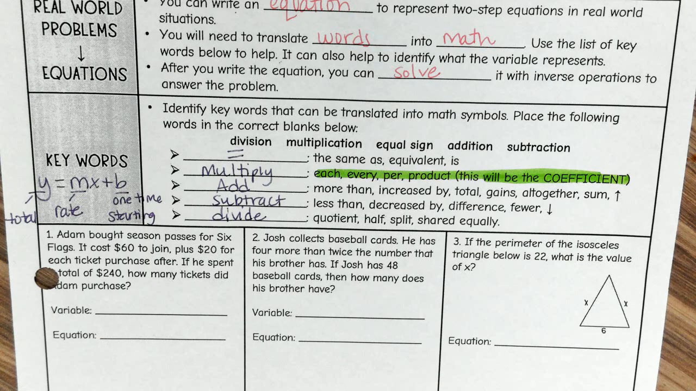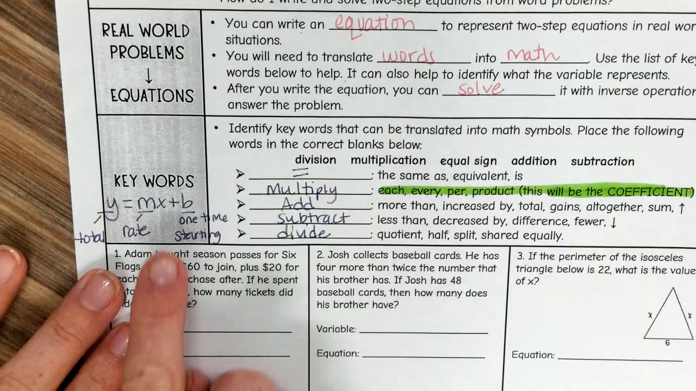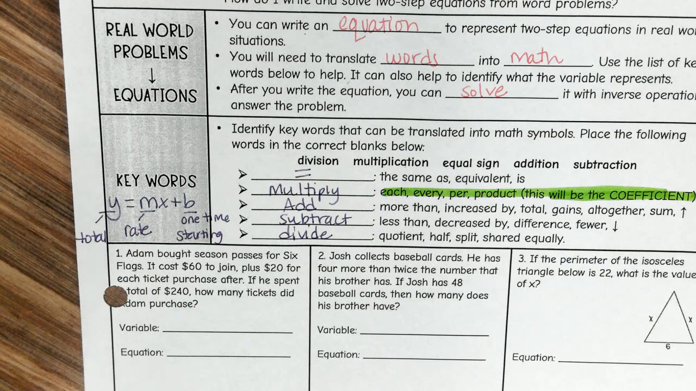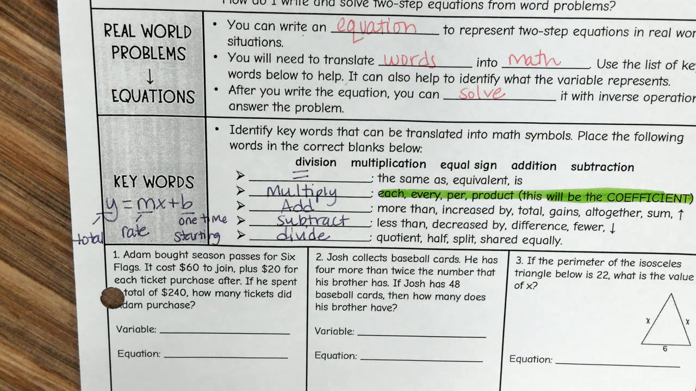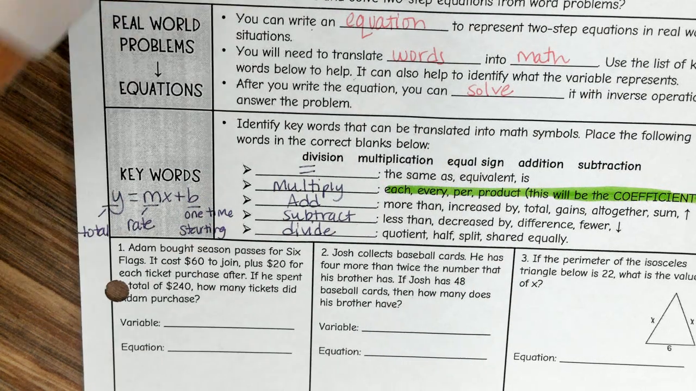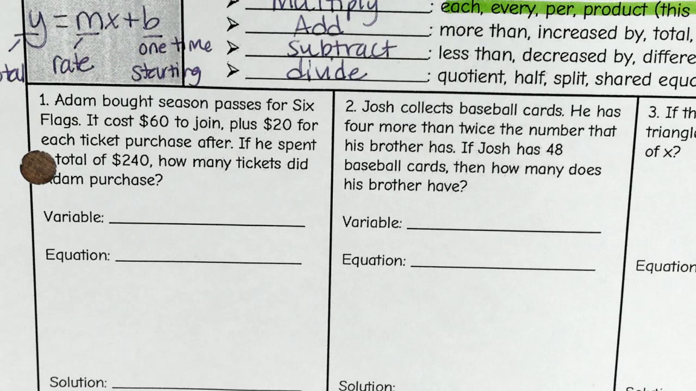Now, before we do an example, look back at this. When you write equations, it doesn't have to be in that order. It can say mx plus b equals y. It could be b plus mx. Y'all see what I'm saying? You don't have to put it in the exact order. This is just like a foundation to help you understand it. Okay? All right, let's look at number 1. Adam bought season passes for Six Flags. It cost $60 to join, plus $20 for each ticket purchased.